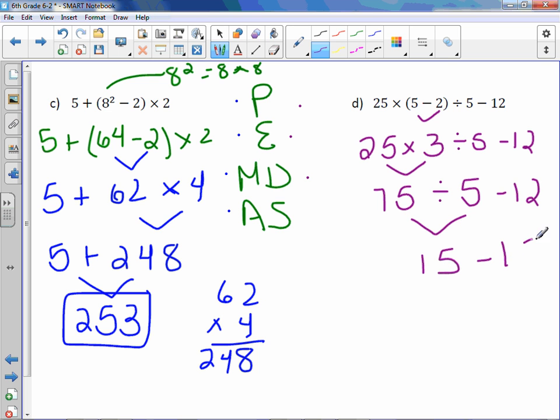Bring down the minus 12. And then addition and subtraction. 15 minus 12 is 3.